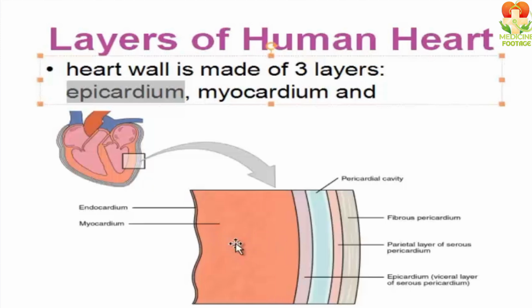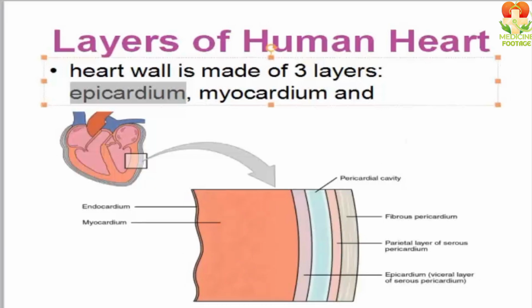Below the epicardium is the second layer called the myocardium. Myo means muscle, and this entire layer is made up of muscle. The third layer is the innermost layer, called the endocardium. Endo means inside, so the endocardium is the inside layer of the heart. In short, we have three layers of the heart: the epicardium, myocardium, and endocardium.